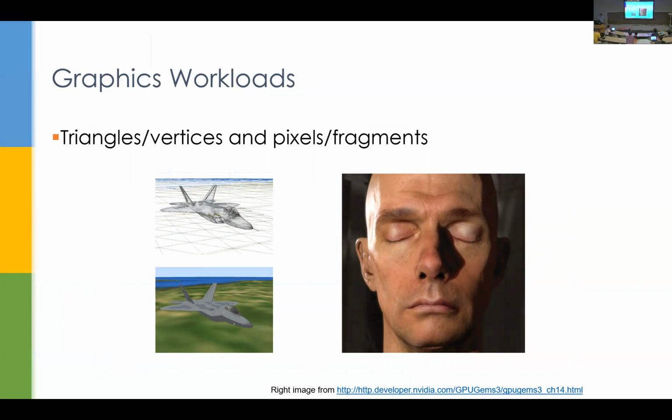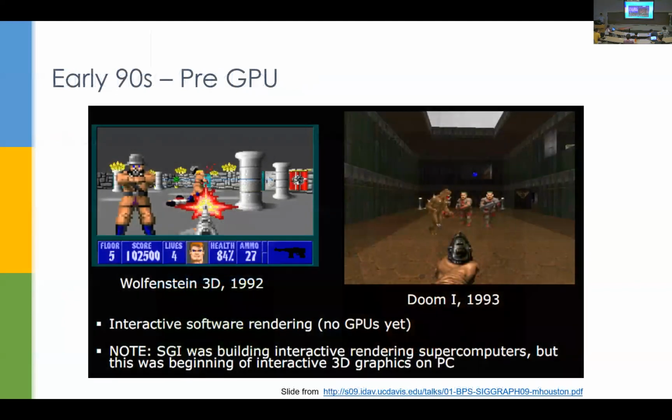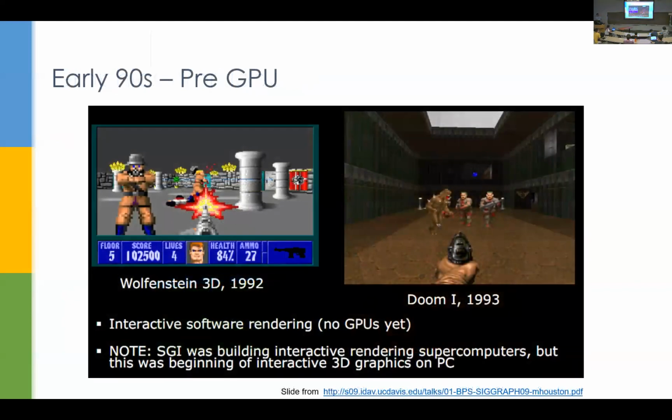If you go back to the roots, the purpose of a GPU, at least in the early days, and even today to a strong extent, is working on triangles and working on pixels, right? That's essentially what most of us use it for. And then early 90s, this is pre-GPU days, Wolfenstein 3D and Doom.